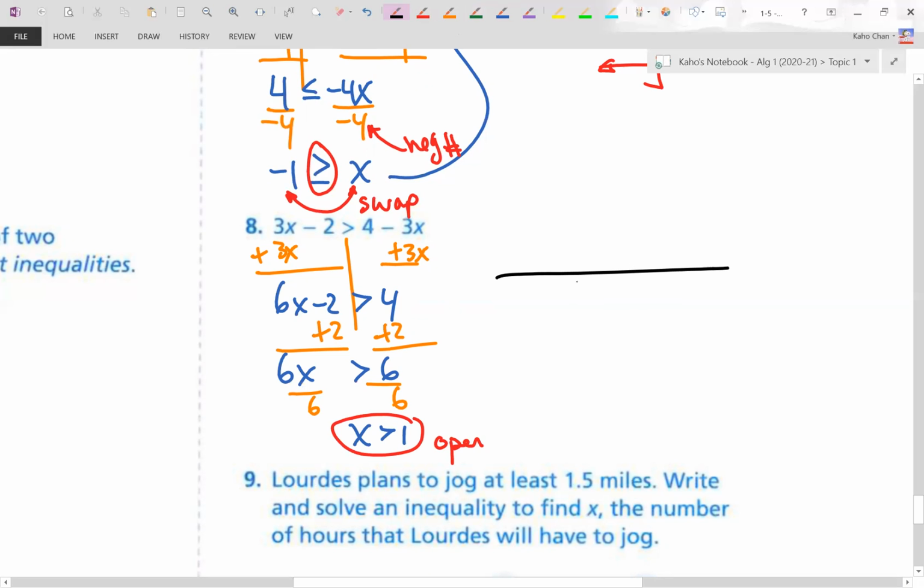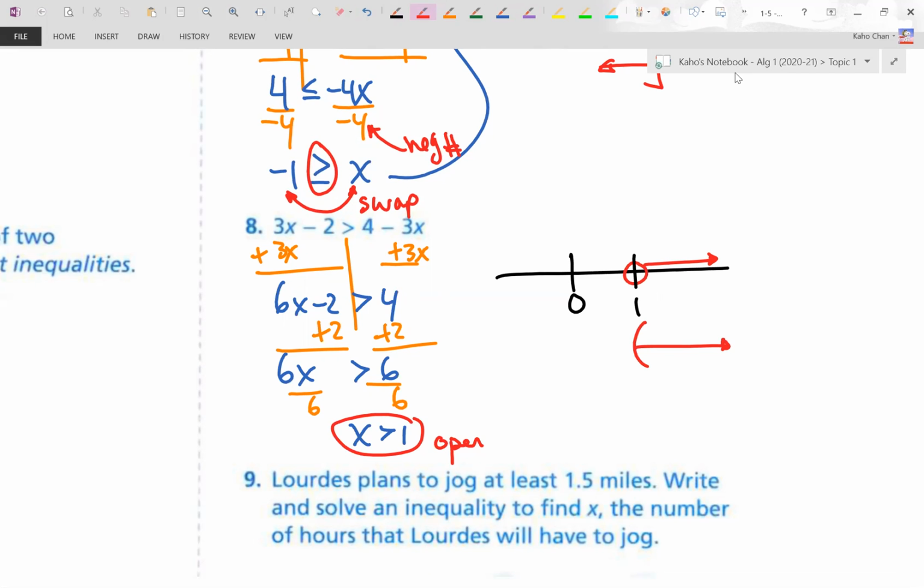Open circle to the right. Parentheses. Woo! Not too bad. What do you guys think?